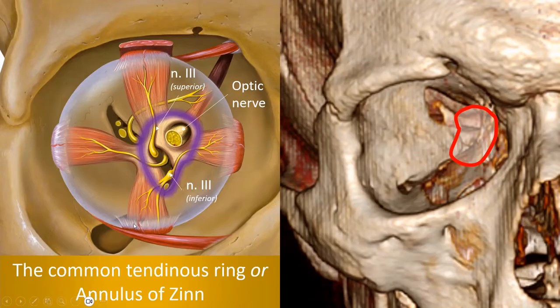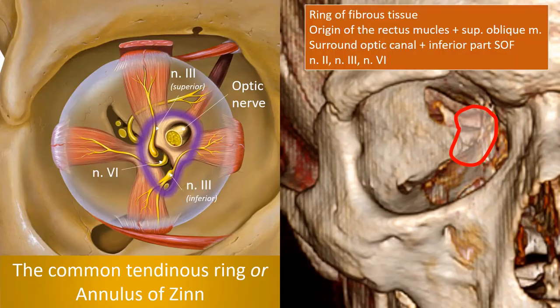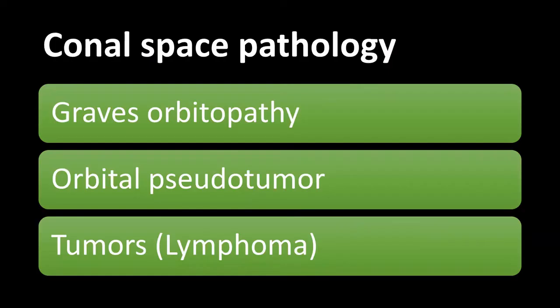The other extraocular muscles, well, not all of them, but the medial, the inferior rectus muscle, as well as the inferior oblique muscle. And finally, we have here the abducens nerve innervating the lateral rectus muscle. So it's a ring of fibrous tissue, origin of the rectus muscles and the superior oblique muscle, and surrounding the optic canal and the inferior part of the superior orbital fissure. And that concludes this short introduction on anatomy.